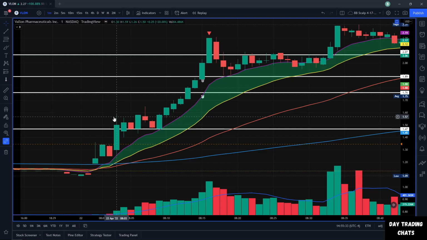So this is where I'm going to start looking for entries. So as we can see here, we then spiked up, kind of came back down, made new highs, came back down, tested this area. So this green area is the area of value. So anything in this area of value or around this purple line is where I like to start making my entries.